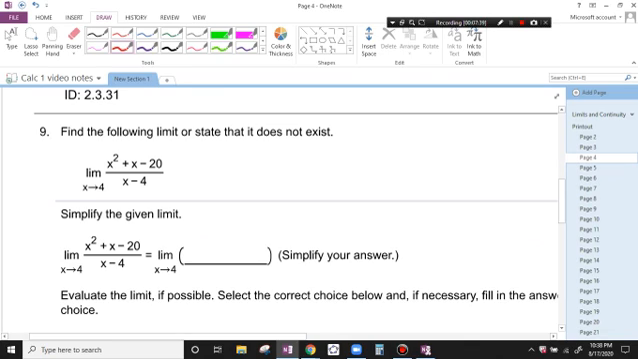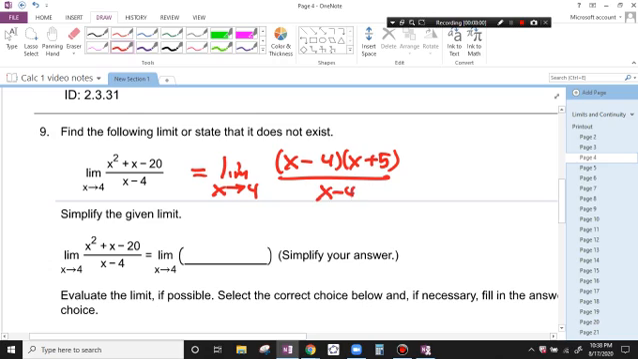If you plug in the 4, you're going to get 0 over 0, which means that you need to factor. So plugging in the 0 is not going to do anything, so this is going to be equal to the limit as x tends to 4. Factors of -20 that are 1 apart: x minus 4, x plus 5, all over x minus 4. The x minus 4's cancel.